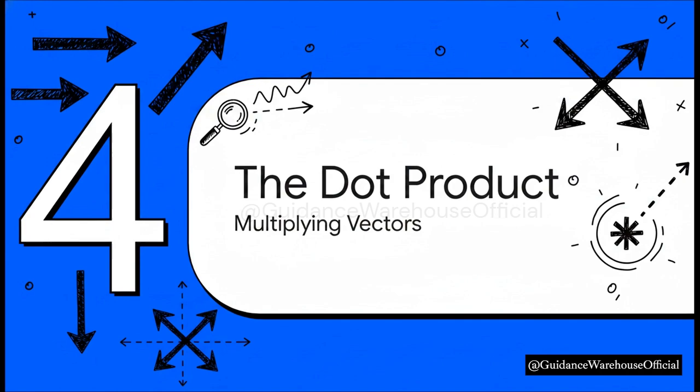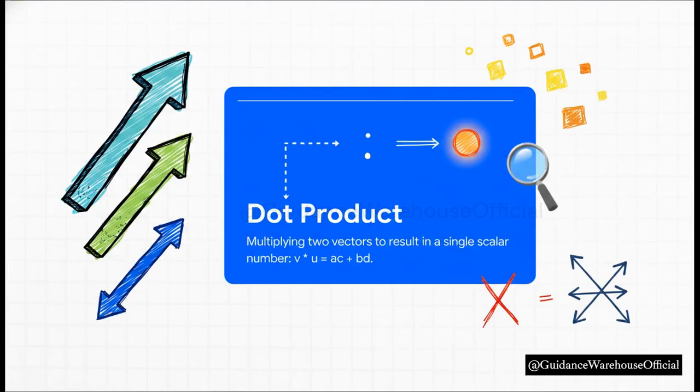Section 4, the dot product, multiplying vectors. All right, so we've added and scaled vectors, but what actually happens when you multiply them? This brings us to an absolutely crucial operation called the dot product. And notice, I am warning you right now about a very, very common student mistake.